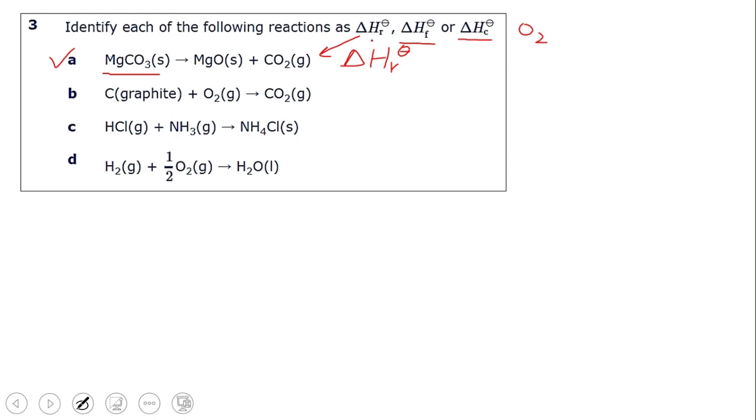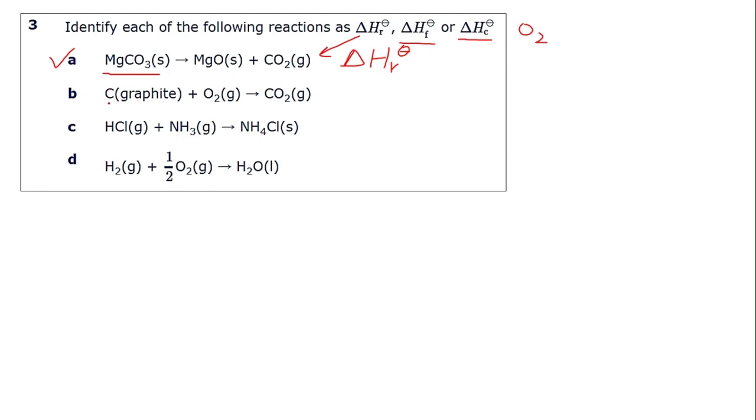Part B, carbon in the form of graphite with oxygen in the form of gas is producing CO2 as a gas. We are writing carbon in the form of graphite because carbon has different allotropes. Allotropes means different forms of the same element. Carbon can exist in the form of diamond or graphite, so it has different allotropes. We are using the graphite allotrope here.